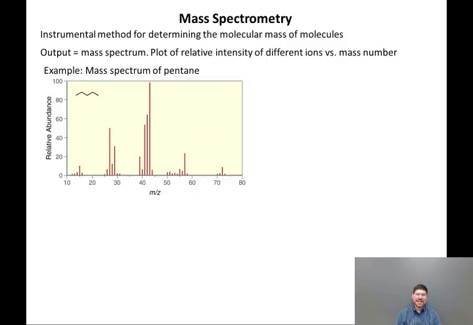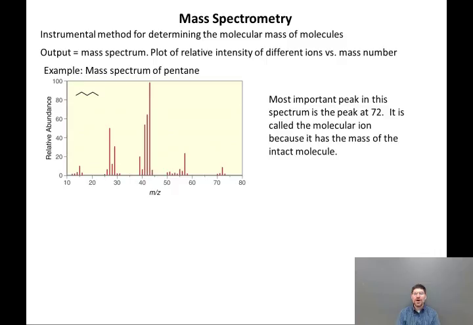Okay, so here is an example, a mass spectrum of pentane, C5H12. If you do the math, you will conclude that pentane has a molecular mass of 72. So the most important peak in this spectrum is the peak at 72. We call that the molecular ion because it has the mass of the intact molecule.